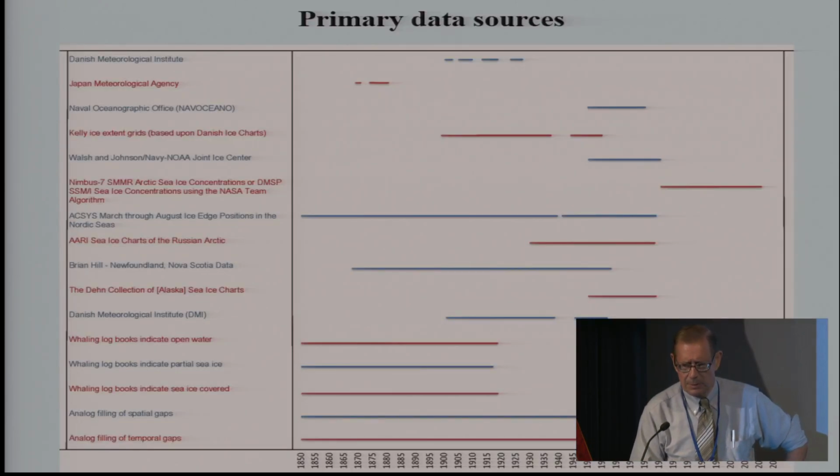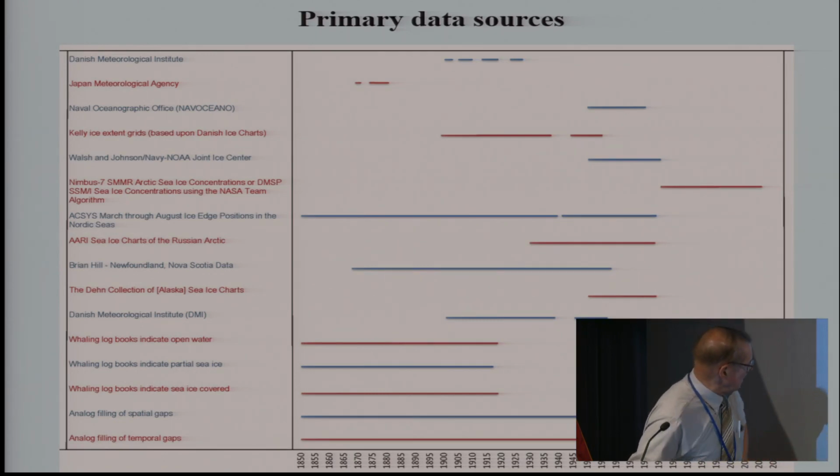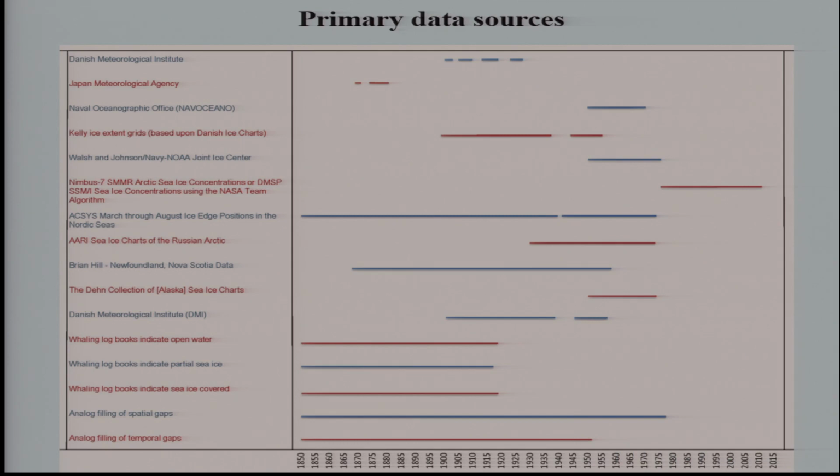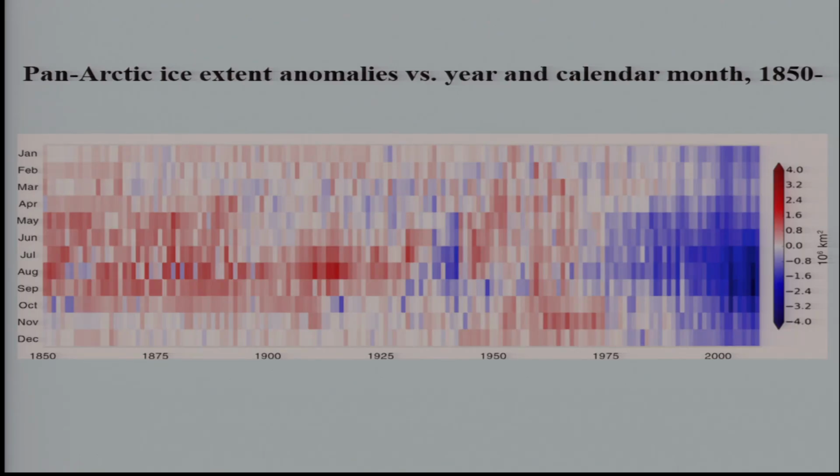This is a summary of the primary data sources. There is a mixed bag of data sources. They range from the whaling records in the 1800s through a number of chart series, ice chart series, and other data sources in the 1900s to the passive microwave in the most recent decade.